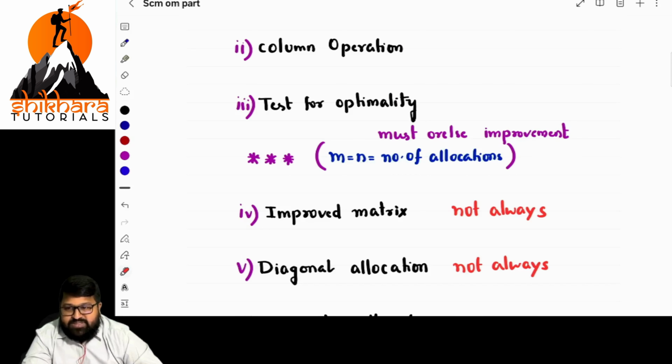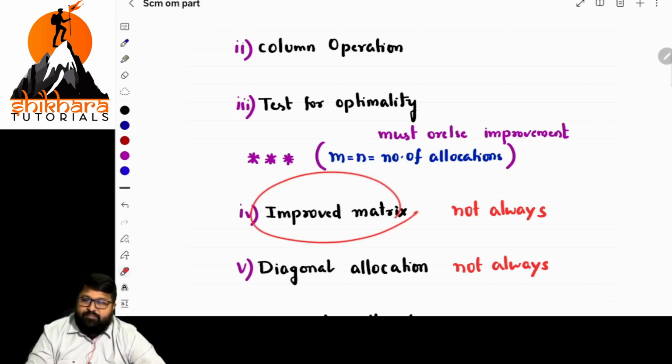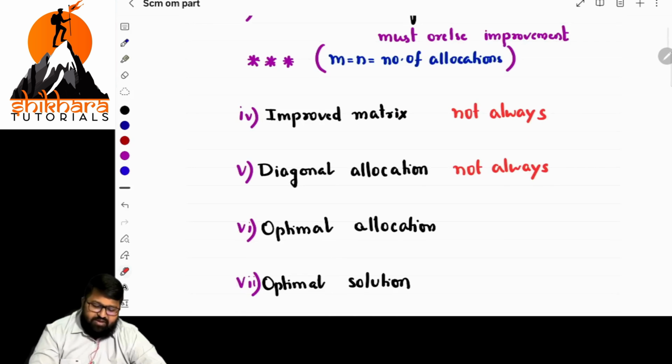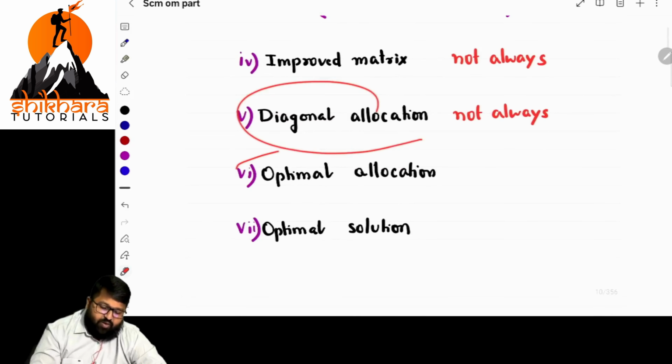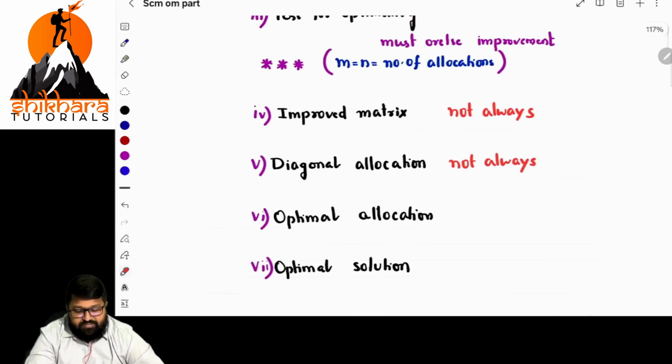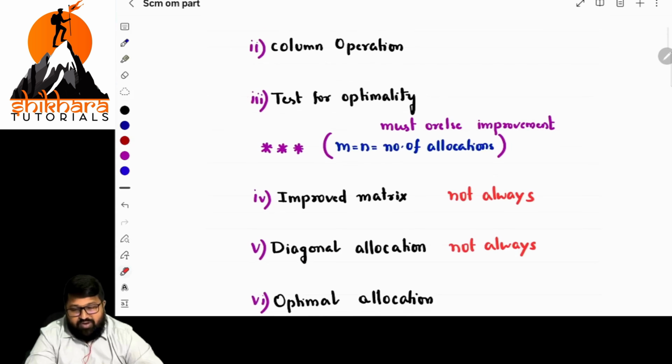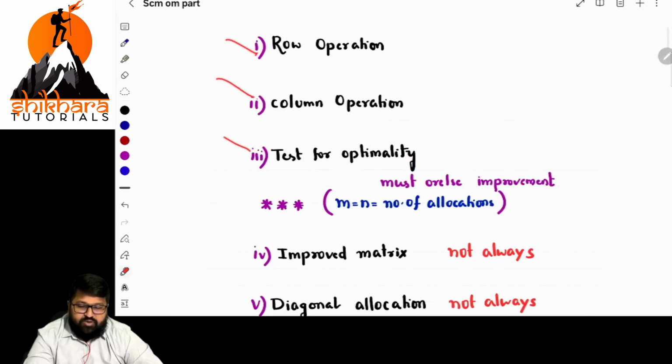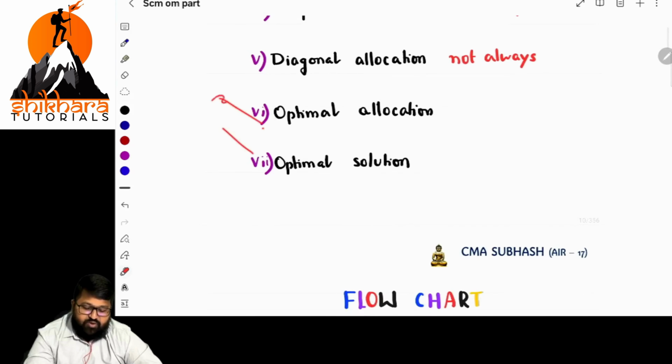Okay, it must. Otherwise, you have to go for the next step, that is improvement, improved matrix. And there can be next step, diagonal allocation, optimal allocation, and optimal solution. Are all these steps mandatorily to be found in all the scenarios? May or may not. Sir, but the first three steps are common. For every problem, first three steps and last two steps are common.